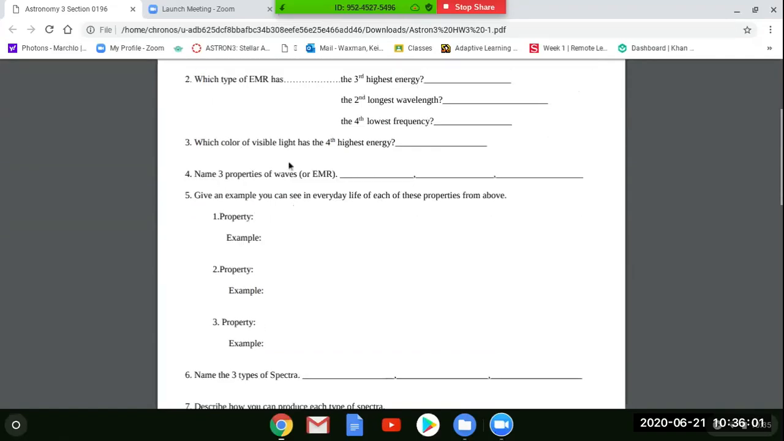Name 3 properties of waves or EMR. That's where you got to put here. What you have to put is we have reflection, refraction, and you put diffraction. So then you're going to write those again. Property, reflection. Give an example in everyday life where you notice reflection. Then you're going to put refraction here. Give an example in everyday life where you might notice refraction. And then put diffraction right over here. Give an example in everyday life where you will notice diffraction. It's a little harder, but we did talk about 1 or 2 ways you can notice this.